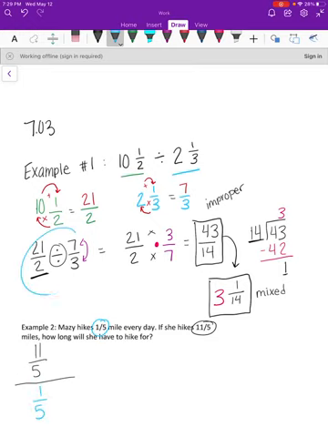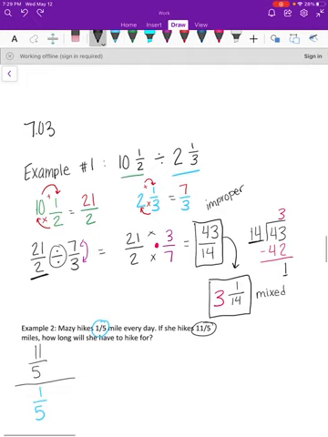And remember what we did up here when we're dividing. So I can write it a different way. We can do 11/5 divided by 1/5. When we divide fractions, we want to keep the first fraction. We're going to change this division sign here to multiplication. And we're going to flip that second fraction. So now instead of 1 over 5, it's going to be 5 over 1.